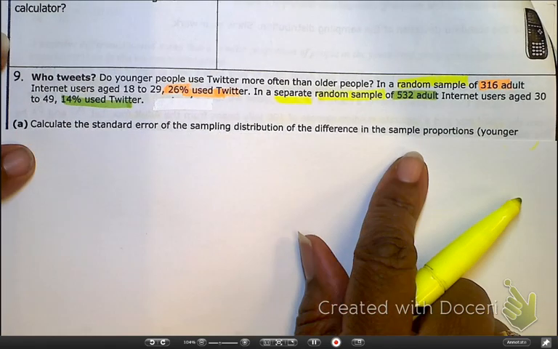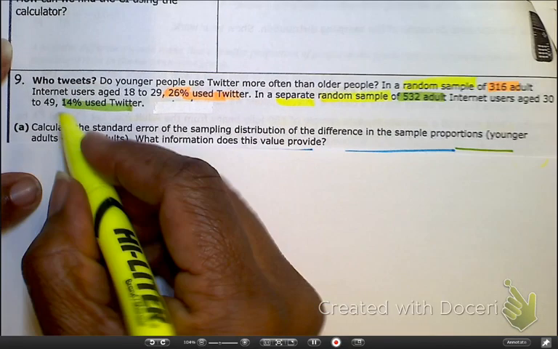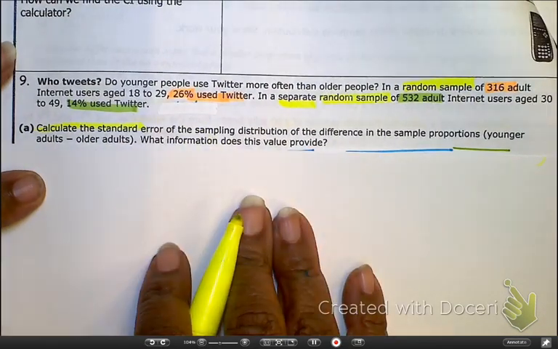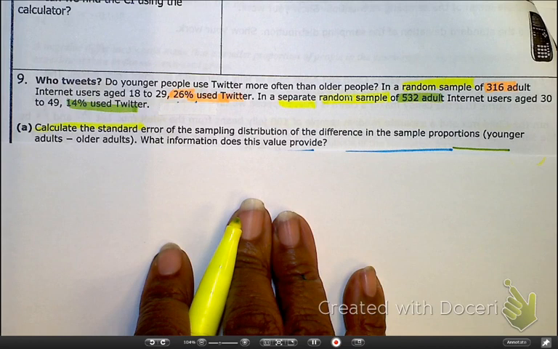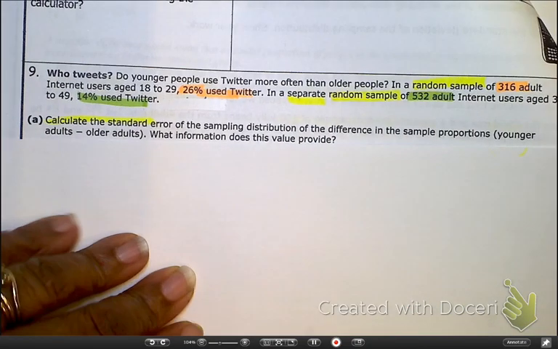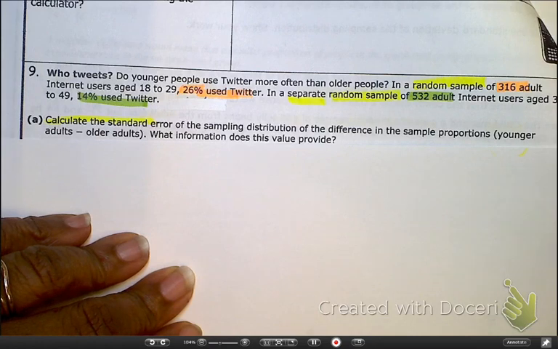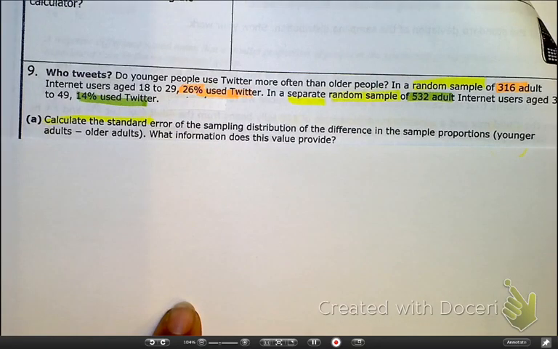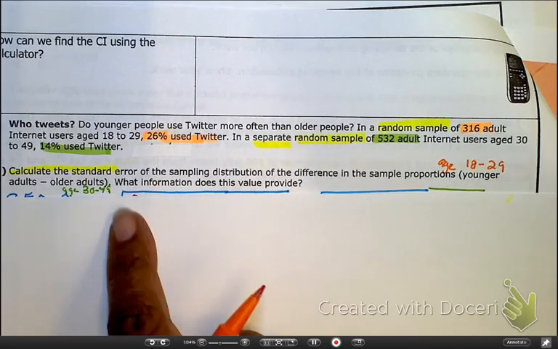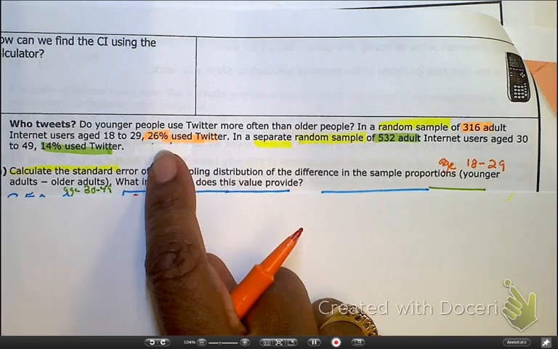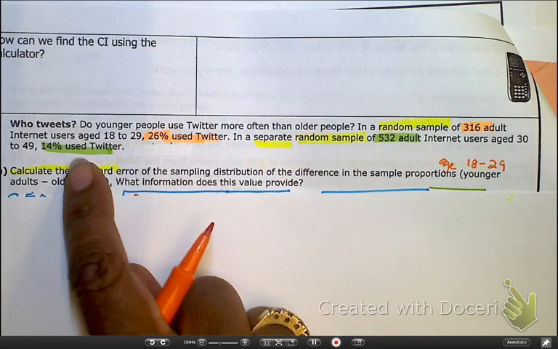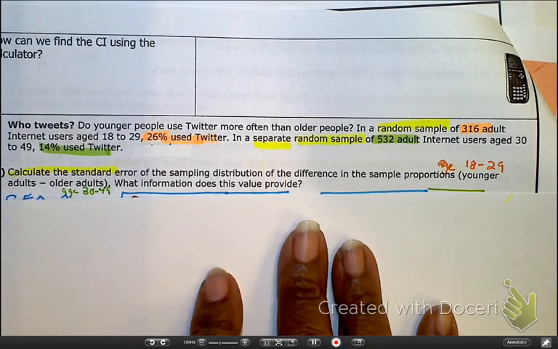Part A is asking me to calculate the standard error. So here, I'm looking at younger minus older. Now they use younger minus older, and I gave the values instead of saying younger minus older, but it's all good. You'll see what I'm talking about in a minute. So I just put down my notations, and I have some color coding going on here so that you can see that the younger ones are in orange and the older ones are in green.